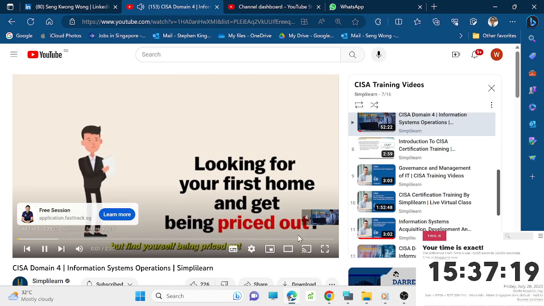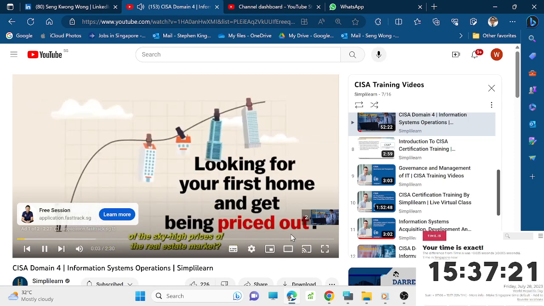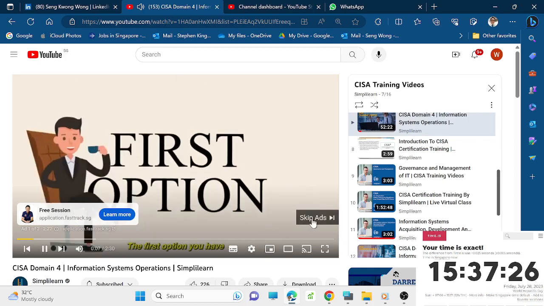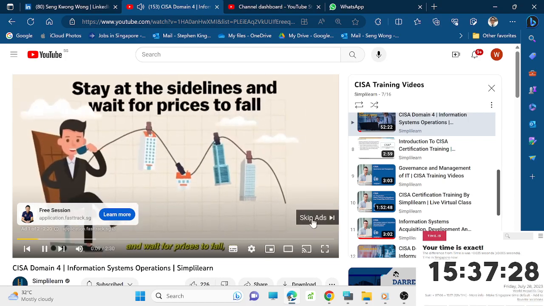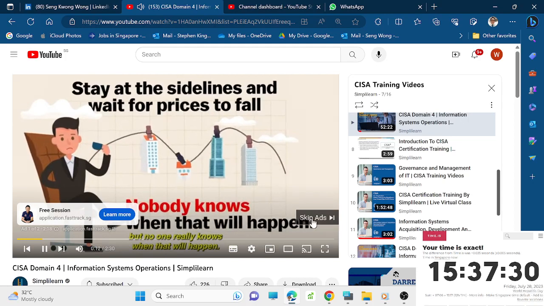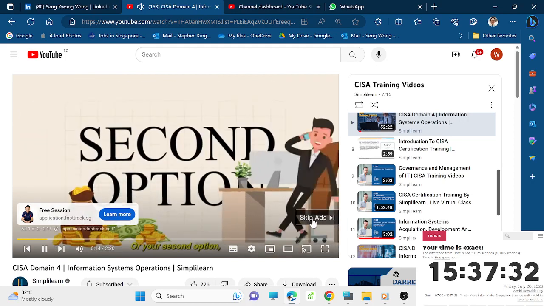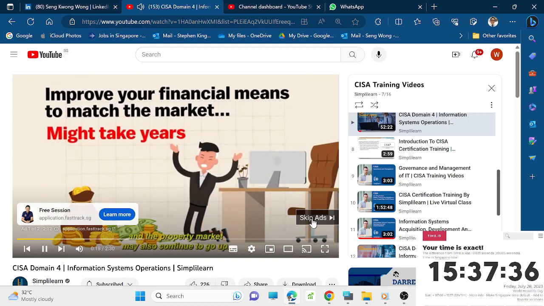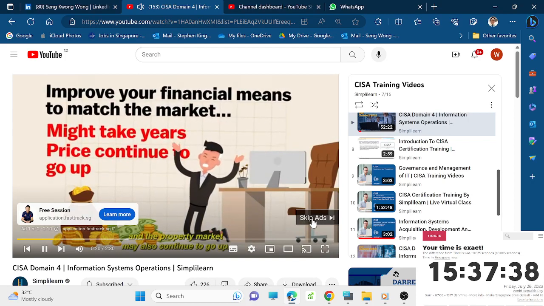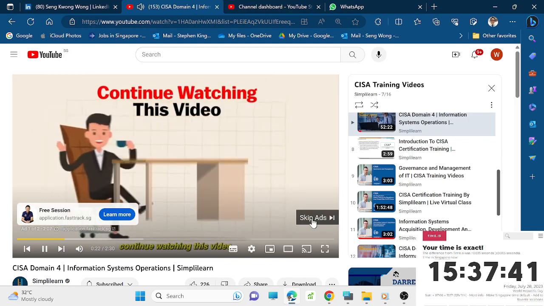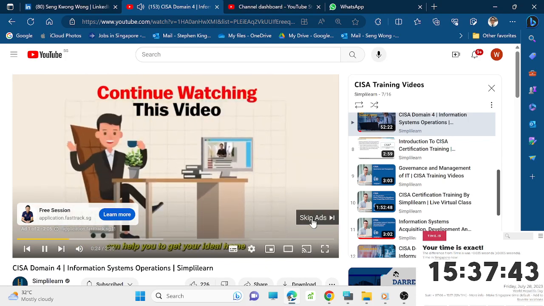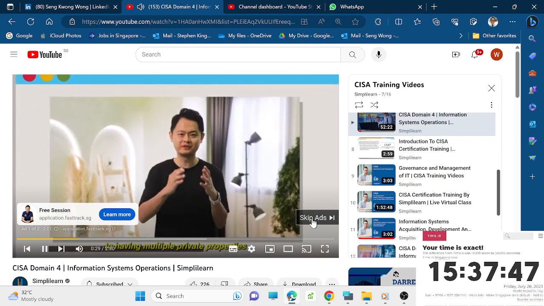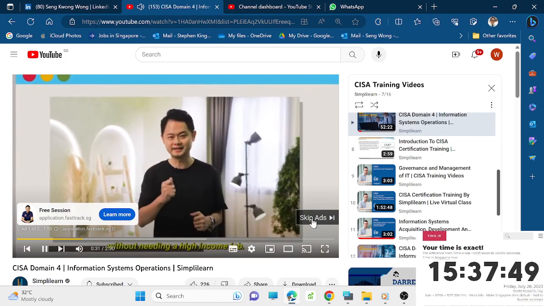Are you looking for your first home but find yourself being priced out of the sky-high prices of the real estate market? What can you do about this? The first option you have is to stay on the sidelines and wait for prices to fall, but no one really knows when that will happen. Or your second option, you can improve your financial means to match the market, but that might take years and the property market may also continue to go up. Or your third option, continue watching this video to find out how the fast-track property system can help you get your ideal home and also potentially upgrade to having multiple private properties without needing a high-income job.